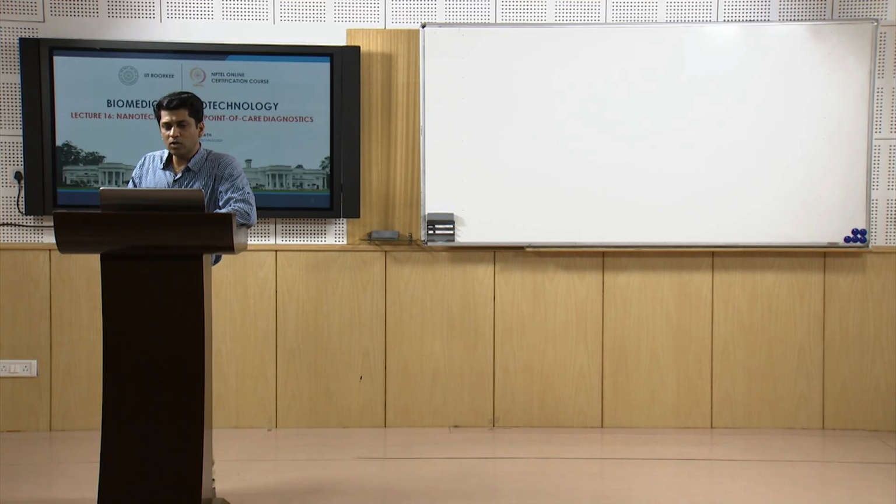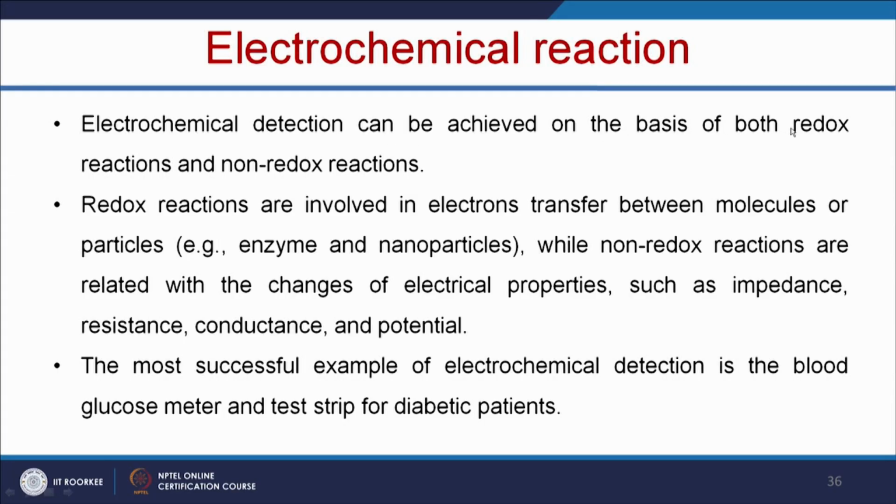So let us see what is electrochemical reaction. Here this electrochemical detection can be achieved on the basis of both redox reactions and non-redox reactions. The redox reactions involve electron transfer between molecules or particles, and the non-redox reactions are related to changes of electrical properties, for example, impedance or resistance will get changed. So the most successful example of electrochemical detection is the blood glucose meter.